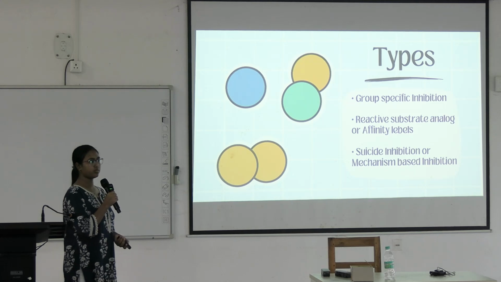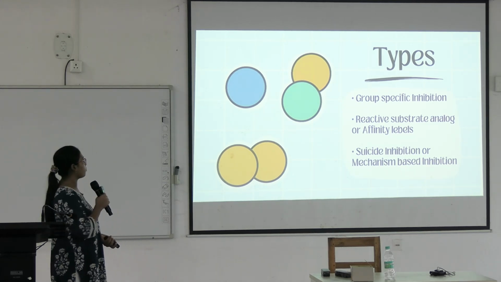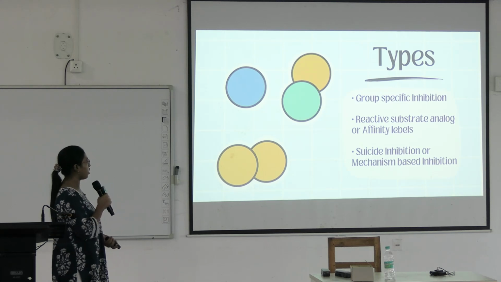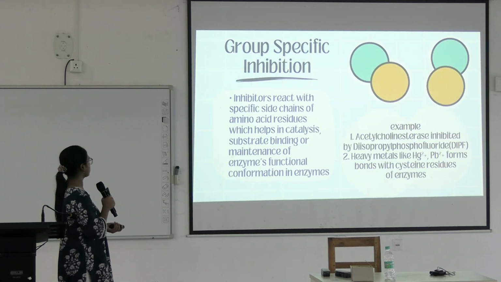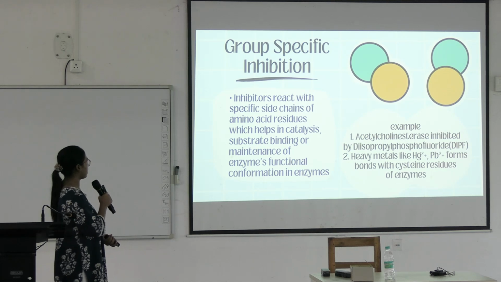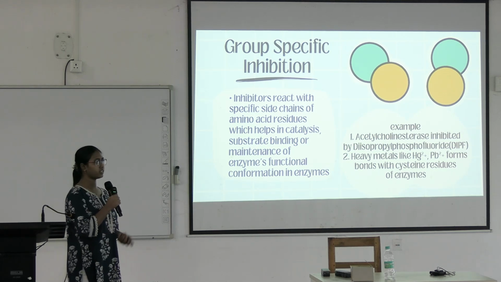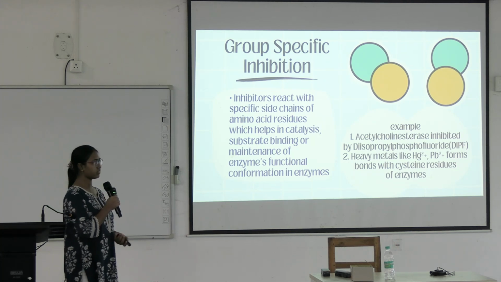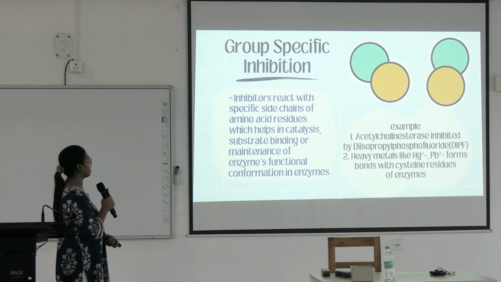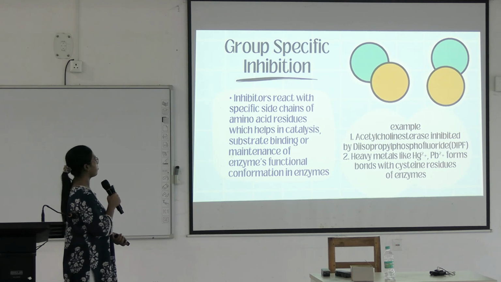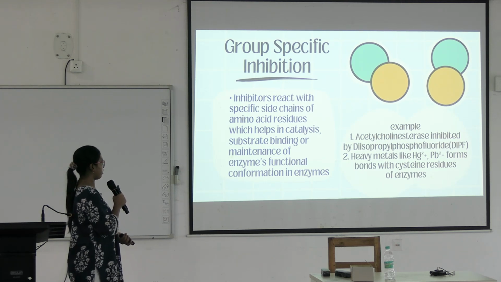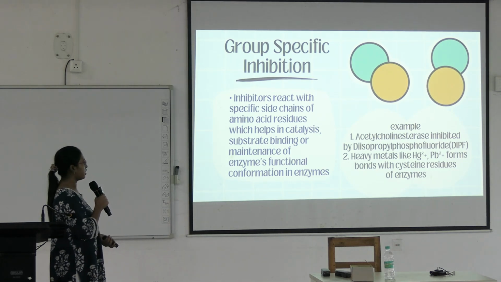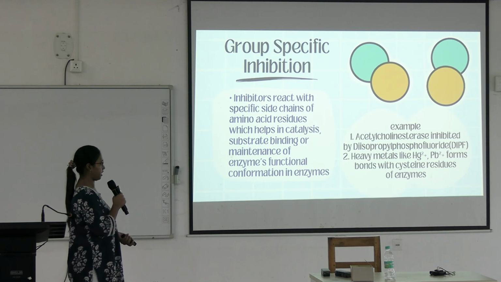The types of irreversible inhibition, there are 3 types: group specific inhibition, reactive substrate analog or affinity labels, suicide inhibition, or mechanism based inhibition. The group specific inhibition, here the inhibitors react with the enzyme which has side chain of amino acid residues. There are examples, acetylcholinesterase is inhibited by diisopropyl fluorophosphate, and the heavy metals like Ag2+, Pb2+ form bond with cysteine residues of enzyme.